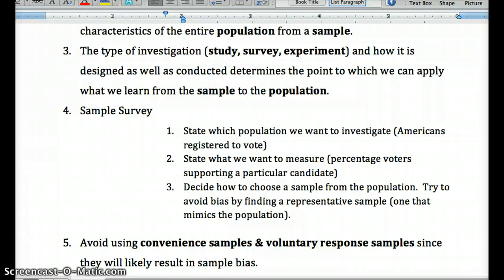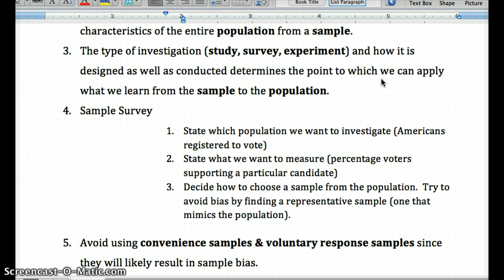So things you want to look at is the type of investigation. Is it a study or a survey? Is it an experiment? And how well is it designed so that we can apply what we know about the sample to the population? So for a sample survey, you'd state the population you want to investigate, and you'd state what you want to measure, what the variable is. So our population could be all Americans registered to vote, and we might be interested in the percentage supporting a particular candidate. And then decide how to choose the sample from the population.